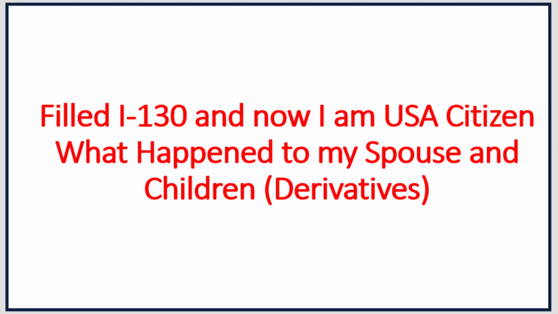In today's video, we're gonna talk about what happens to the spouse and children as derivatives for a green card holder when he filed an I-130 and then becomes a US citizen. So if you are ready, let's go through this video.